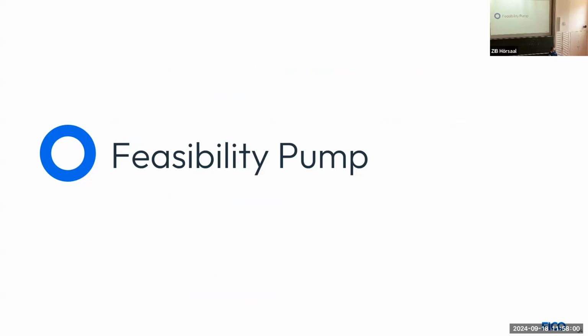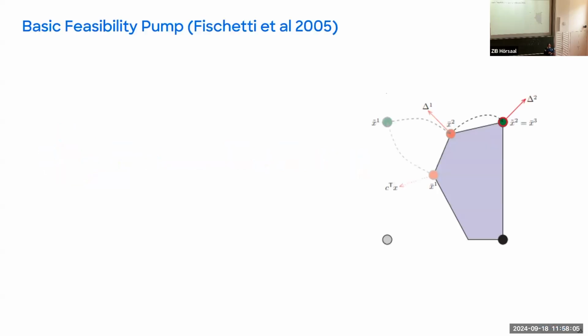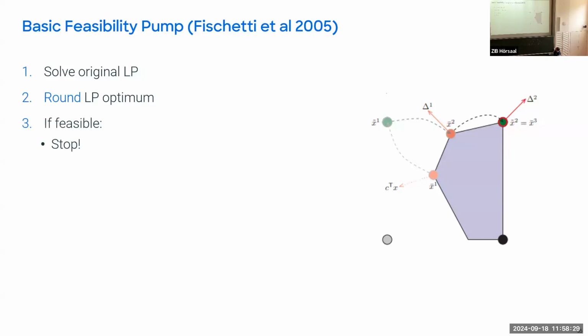heuristics are the feasibility pump-like heuristics. Most important candidate here is the original feasibility pump. Almost 20 years old, one of the most influential heuristics. There's like 20 more papers on this. Basic idea: you solve the original LP, then you look at the LP optimum. Well, if that is feasible, you would be happy and stop.